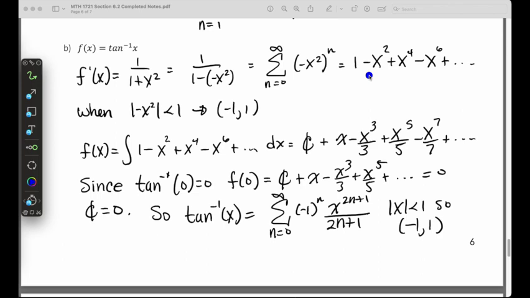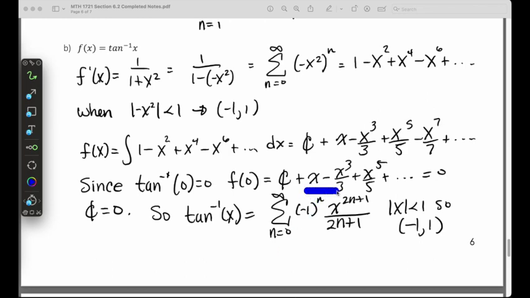And now when I integrate each of these terms to work backwards to find a power series for inverse tangent, I get the integral of 1 minus x squared plus x to the 4th minus x to the 6th, etc. And when I integrate this, of course, I'm going to put my constant first because I'm dealing with infinite polynomials. When I integrate each of these terms, I'm going to get x minus x to the 3rd over 3 plus x to the 5th over 5 minus x to the 7th over 7, etc. And because inverse tangent of 0 is 0, my constant is 0.